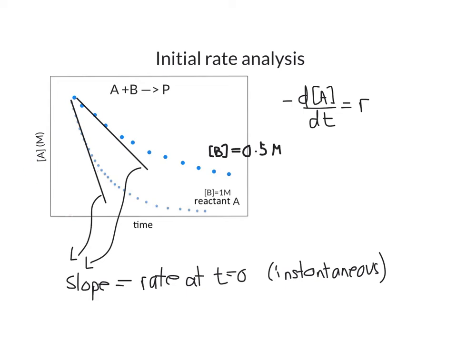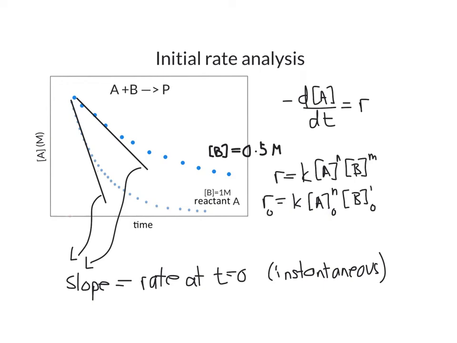Okay, so let's see how we can use this type of data to determine a rate law for this particular reaction. Remember that we expect the rate to be proportional to the concentration of A raised to some power and the concentration of B raised to some power. Now, if we're looking at the instantaneous rates at time t equals 0, then we're looking at the initial rate, and that initial rate is going to be proportional to the initial concentration of A raised to some power times the initial concentration of B raised to some power.